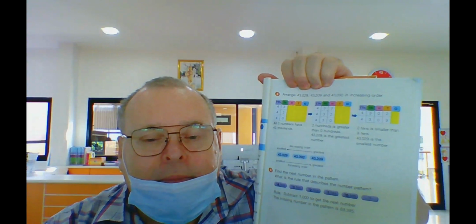The opposite of increasing is decreasing. So from the biggest number to the smallest number. Your activity number 3 is to put the numbers in decreasing order. So going from the biggest number to the smallest number. And this is displayed on page number 3.